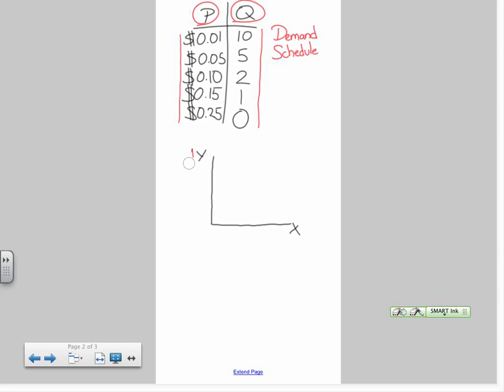So, in economics, on the y and the x-axis, the y-axis is always the price, and the x-axis is always the quantity. Always, always, always. Another trick for that, P for price has a vertical line in it, so the price goes on the vertical axis.